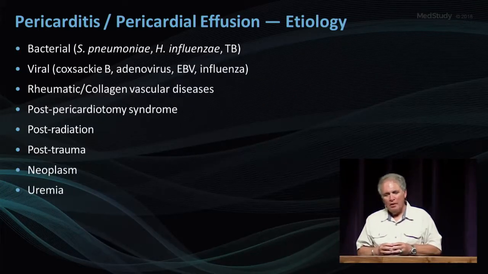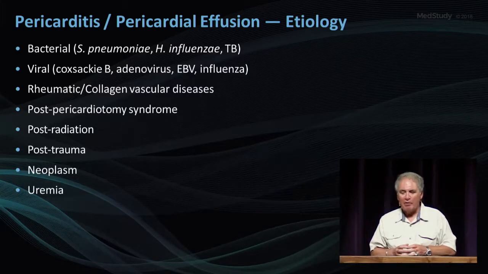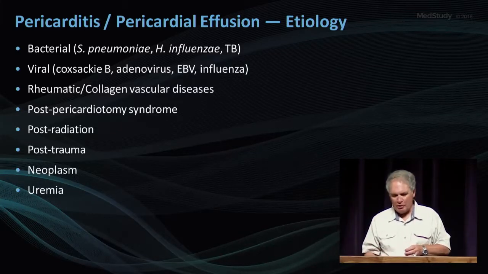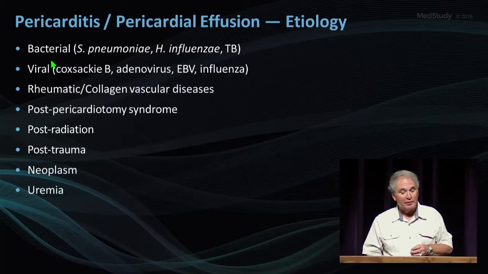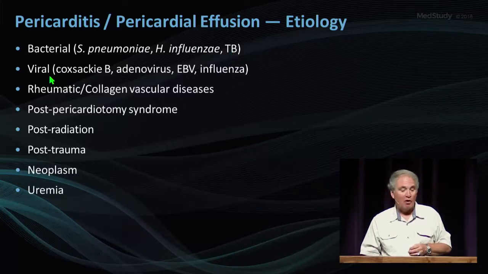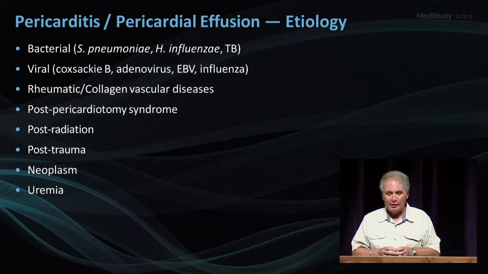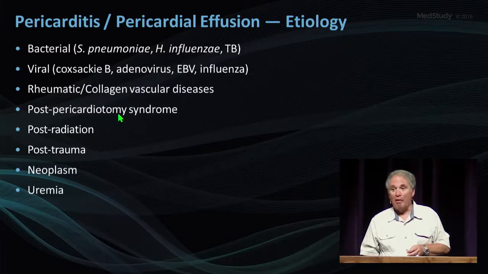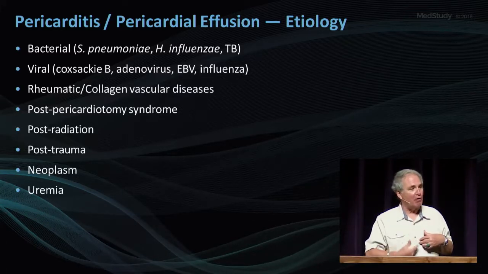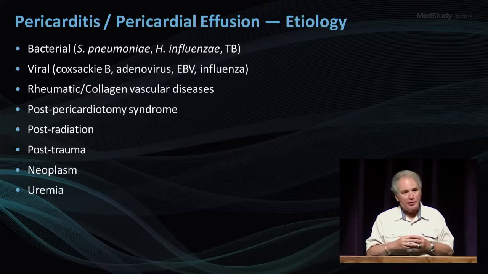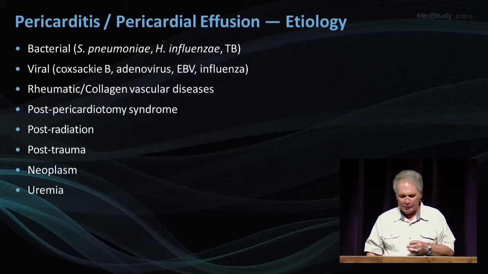So what are the causes of pericarditis and a pericardial effusion in the pediatric patient? Bacterial pericarditis, yes. Strep pneumonia, H. flu, tuberculosis. Far more common are viral causes: Coxsackie-B, adenovirus, Epstein-Barr virus, influenza. Collagen vascular diseases can present with pericarditis and a pericardial effusion. There is something called post-pericardiotomy syndrome. After kids go to surgery and have their pericardium opened, there can be an autoimmune reaction to that and concurrent viral infections that can cause pericarditis and pericardial effusion.